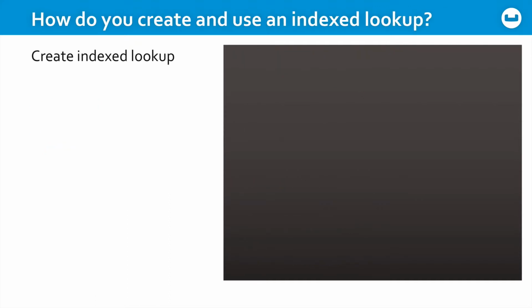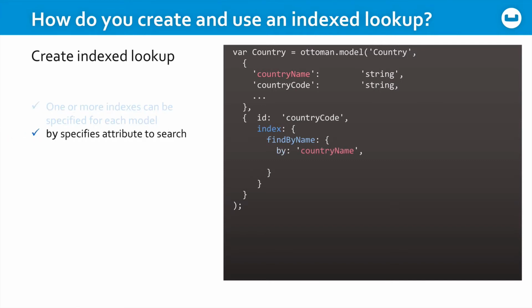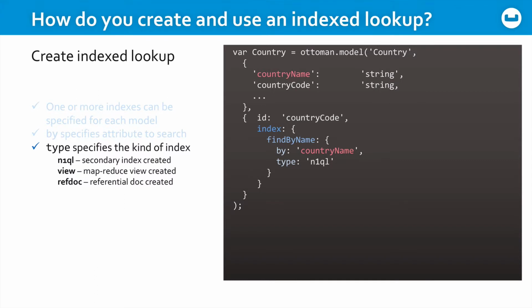To create and use an indexed lookup, you'll configure the model as you see here. For example, if we wanted to look up by country name, I could add an index attribute next to my ID attribute and then provide a relevant name for this lookup, such as find by name. Within that, I would specify the attribute to be indexed and then the type of index to be created. There are three kinds: nickel, view, and refdoc.